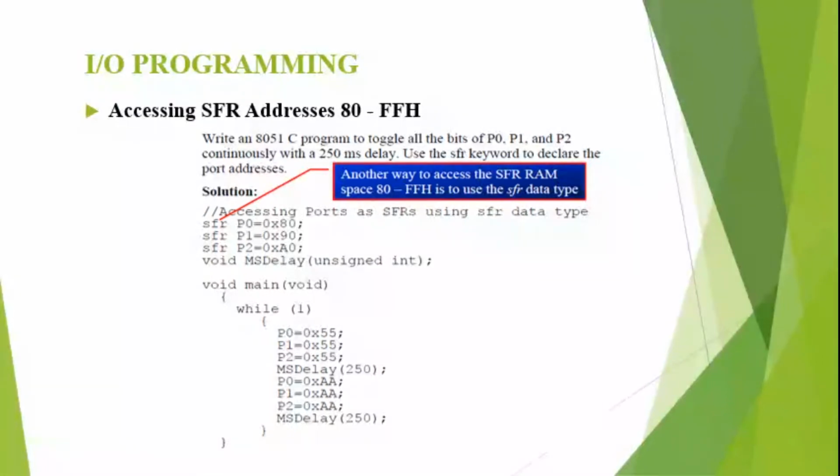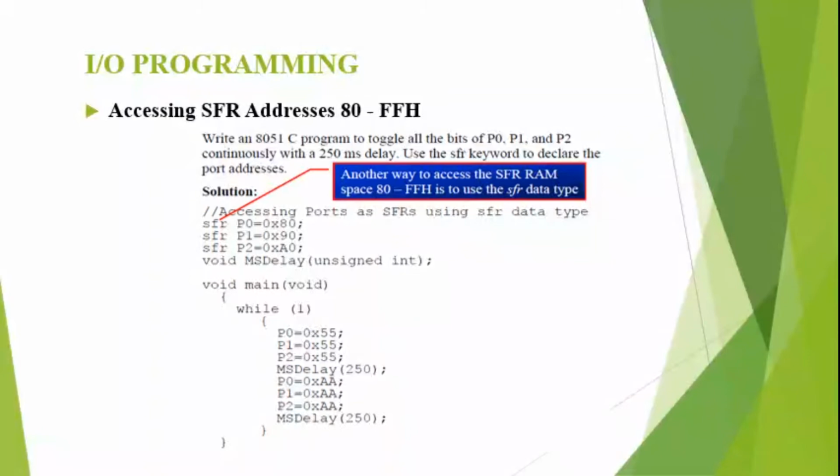So we are assigning the port addresses to the variables P0, P1, P2 using the SFR data type, and then we have the msdelay function written to introduce the delay. In the main function we have the while loop in which we are assigning the value 55H to P0, P1 and P2, and then we are calling the function msdelay to introduce a delay.